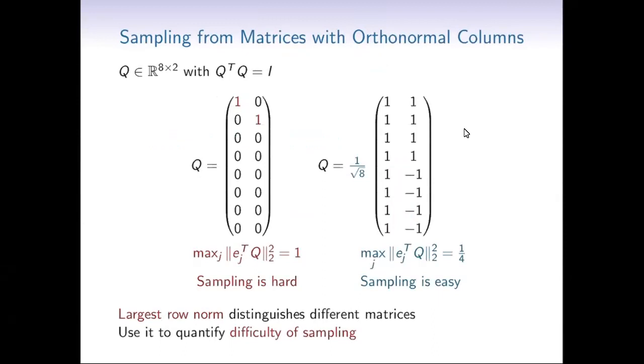So looking at the largest row norm, which is 1 here and which is 1/4 here, is a way to distinguish which matrices are easy for sampling and which matrices are not. And we cannot just bound the row norms by 1, because that way all the orthonormal matrices look the same. We need a way to distinguish them. Our way to distinguish them is to compute the row norms and then pick the largest one and then compare. So the largest row norm distinguishes different matrices, and it is used to quantify the difficulty of sampling.